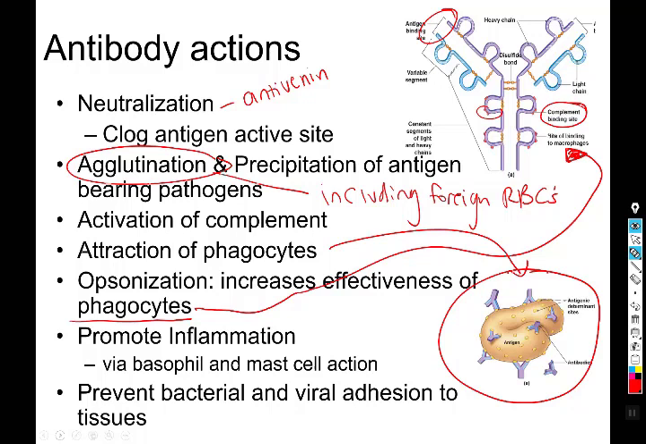They can also promote inflammation via activating basophils and mast cells. And in some cases, bacteria and viruses, their whole mode of infectivity requires that they be sticky and stick to our cells and tissues in some way. So in some cases, antibodies are effective because they prevent the bacterium from sticking, or they prevent the viral protein coat from sticking, rendering it neutral.